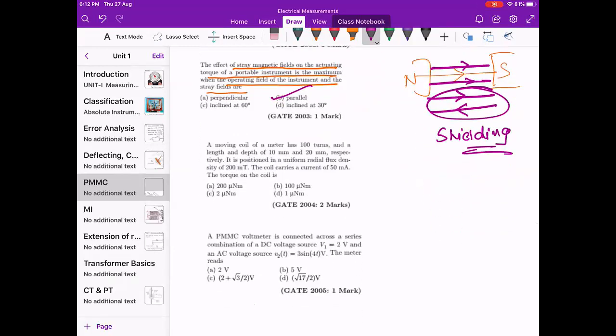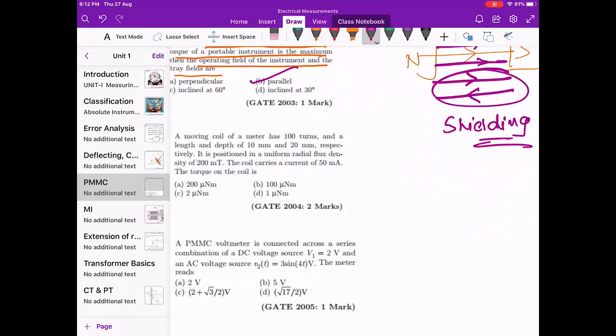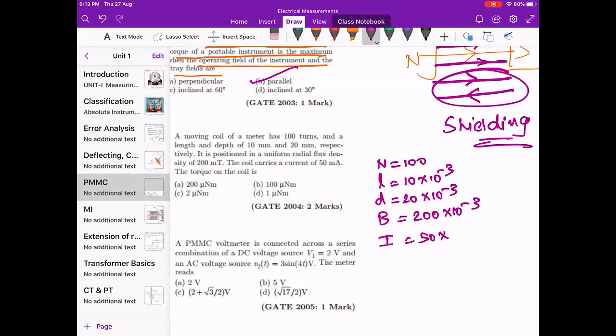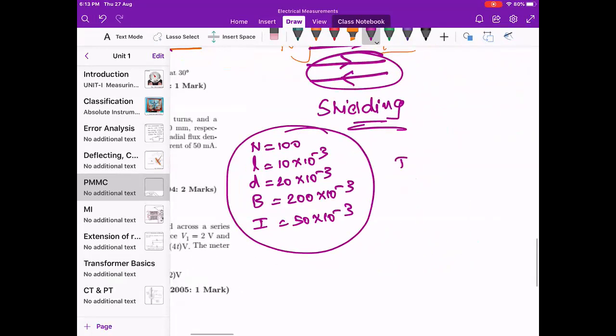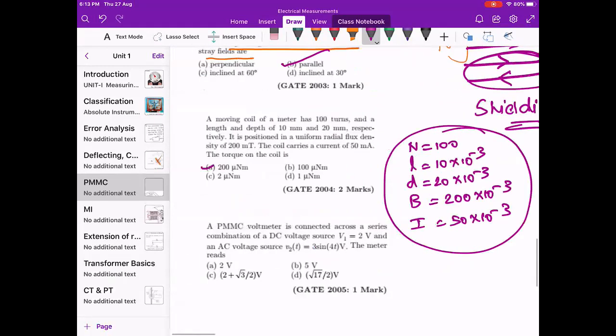Next, here is one problem on the torque equation of the PMMC. Given N is equal to 100, length is equal to 10 into 10 to the power of minus 3, depth is equal to 20 into 10 to the power of minus 3, magnetic flux density is 200 into 10 to the power of minus 3, and current is equal to 50 into 10 to the power of minus 3. Now, what is the formula for torque? Td is equal to NBIA. Substitute N, B, and I, and A is equal to L into D. If you substitute, you will get 200 micronewton meter. That is the unit for that.